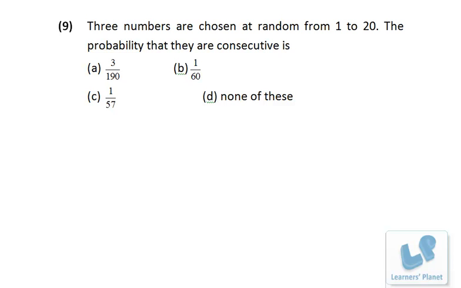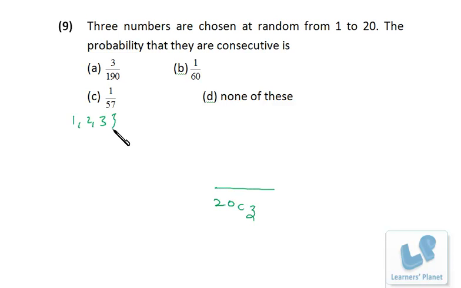Now friends, let's see this problem. 3 numbers are chosen at random from 1 to 20. What is the probability that they are consecutive? So the total number of cases, that is total possible cases, will be 20C3, as we are selecting 3 numbers out of 20, right? Now the numbers should be consecutive. So how many possibilities are there?